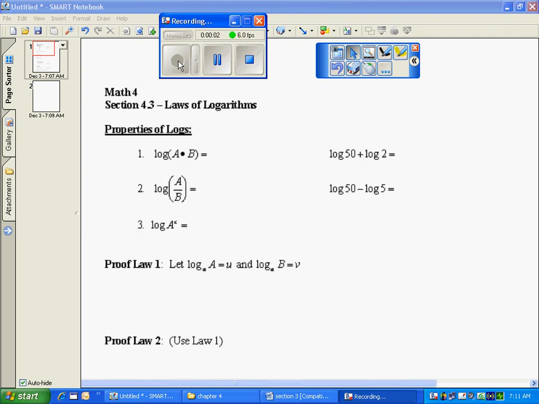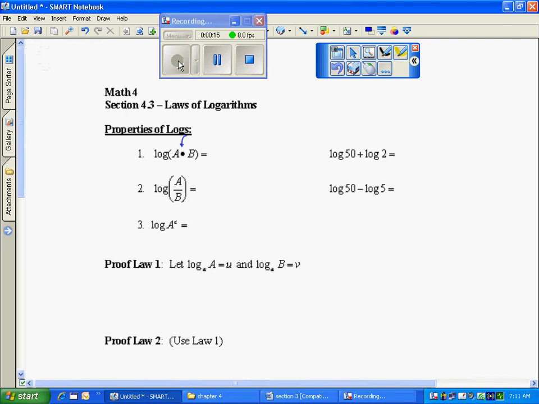Section 4.3 looks at the properties of logs, and these are properties that we did in Math 3A. So we're just going to recall them, but the difference here in this class, we're actually going to prove them and show you how they work. If you recall, when I multiply exponents, I end up adding them.